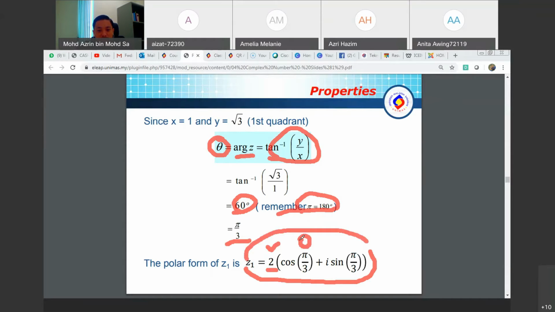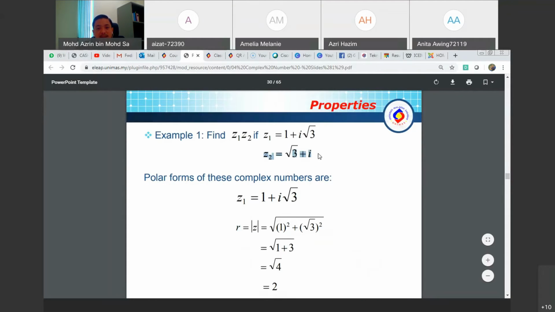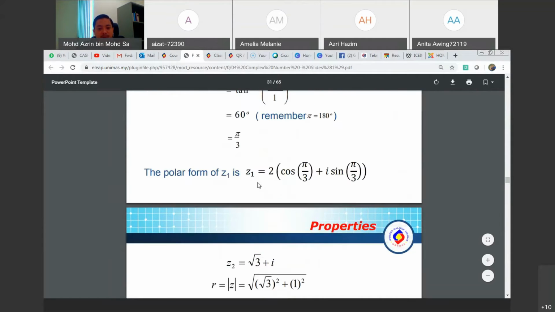This is the value of theta, the value of theta in radian. So that completes your polar form of the complex number for Z1. Now you need to find Z2. Z2 you have square root 3 plus I, which is 1I. Okay, so find Z2.